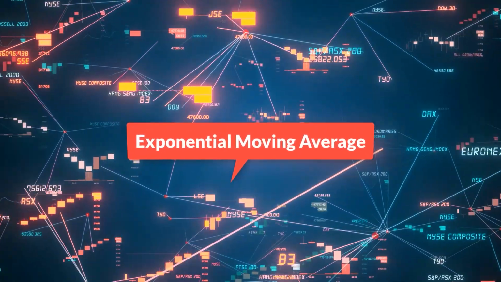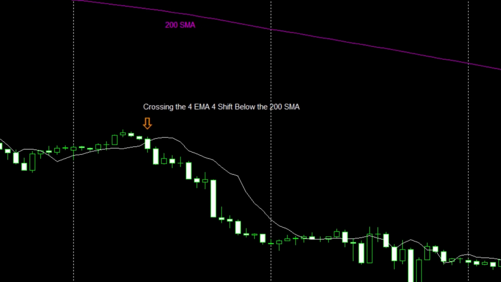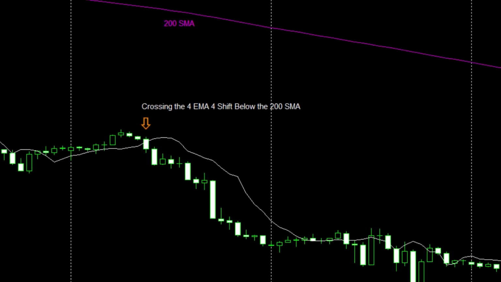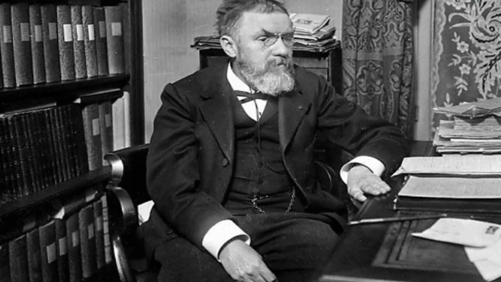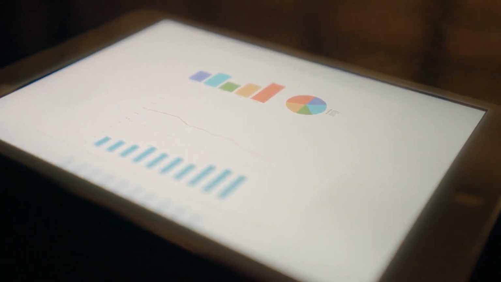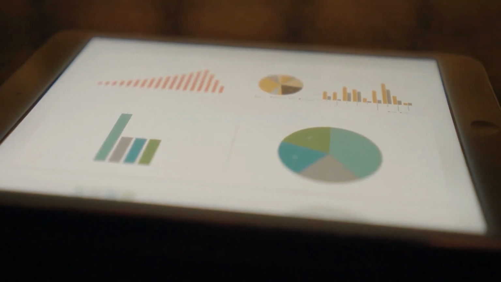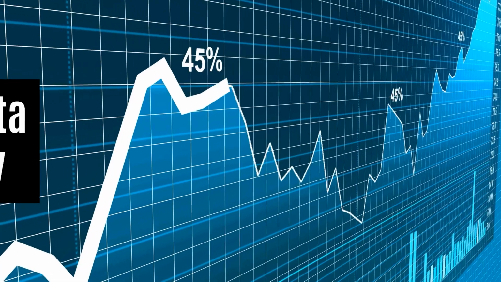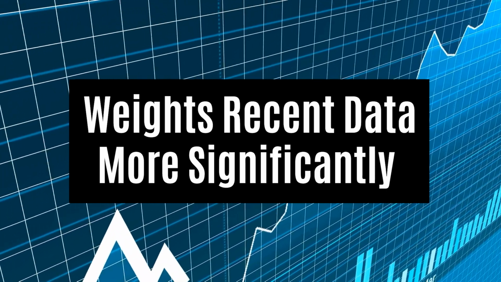Exponential moving average. An exponential moving average is a type of mathematical calculation of the average price that is used to show the change in the rate over time. It was first introduced by Jules-Henri Poincaré in 1881. The exponential moving average calculates an exponentially weighted moving average that takes into account more recent data points, or in other words, it weights more recent data significantly more than older data points.